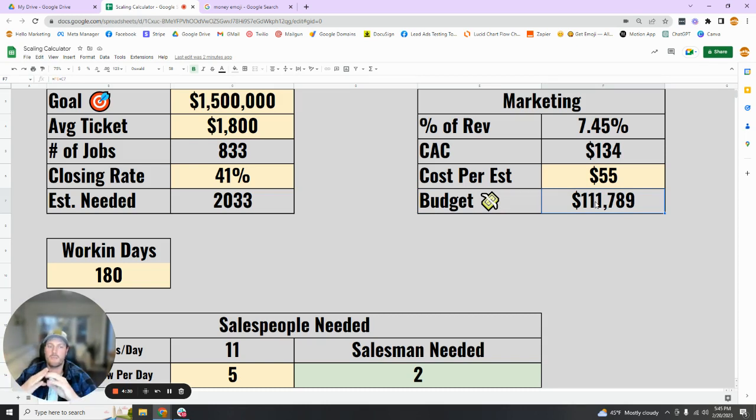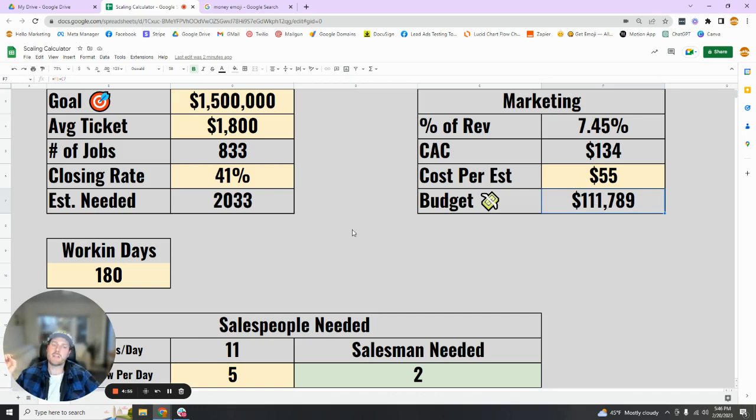Okay. So what you're going to need to do is break down further how much of this ad spend is going to go towards Google, how much is going to go to street signs, Facebook, whatever your advertising sources are. This is the entire budget. This isn't just the ad spend. This is the entire marketing budget. Okay. I'll break down how I do that in another video.